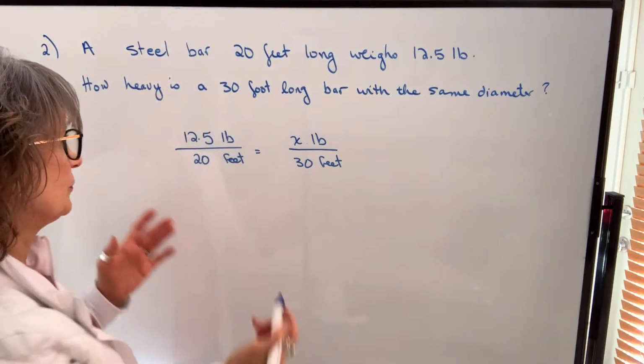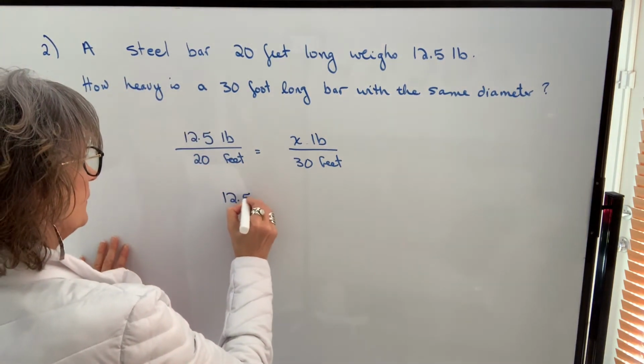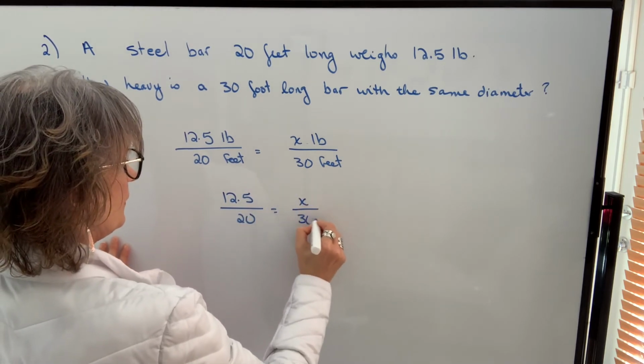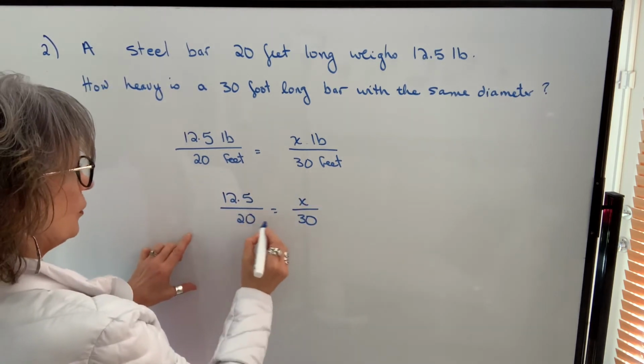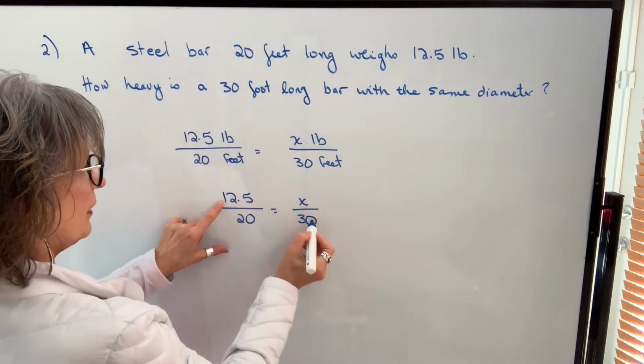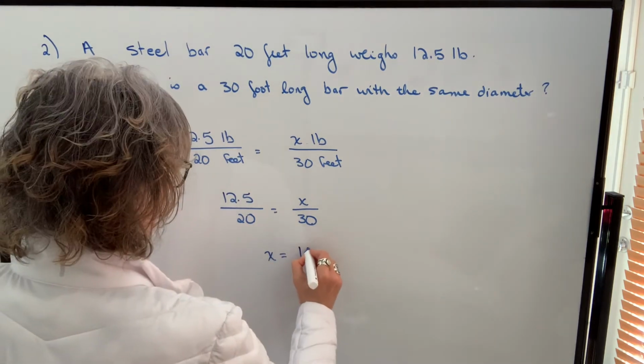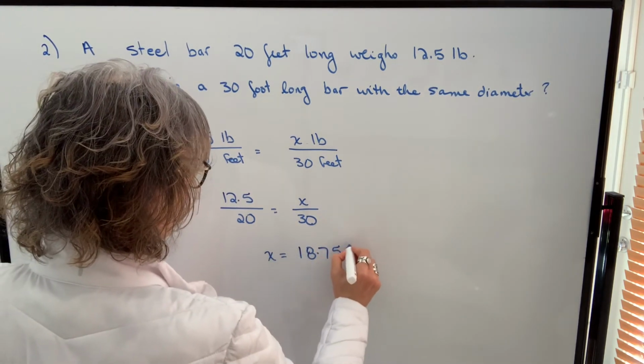Now we're going to drop the units. So 12.5 over 20 will equal x over 30. Cross multiply, so we're going to take 12.5 times 30, and then we're going to divide by 20, and we get 18.75 pounds.